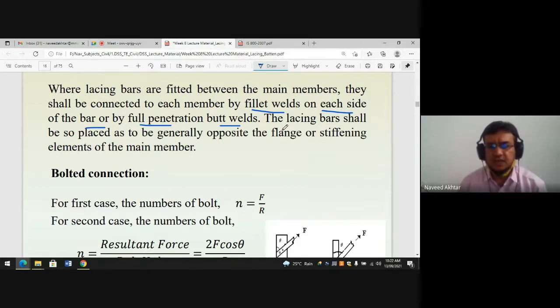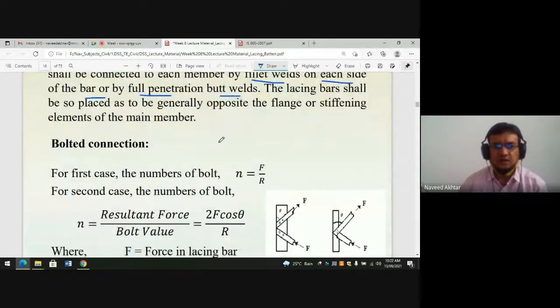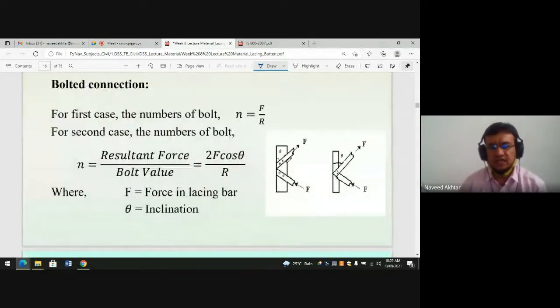The lacing bar shall be so placed as to be generally opposite the flange or stiffening element of the main member. So that is the force required, as you can see.